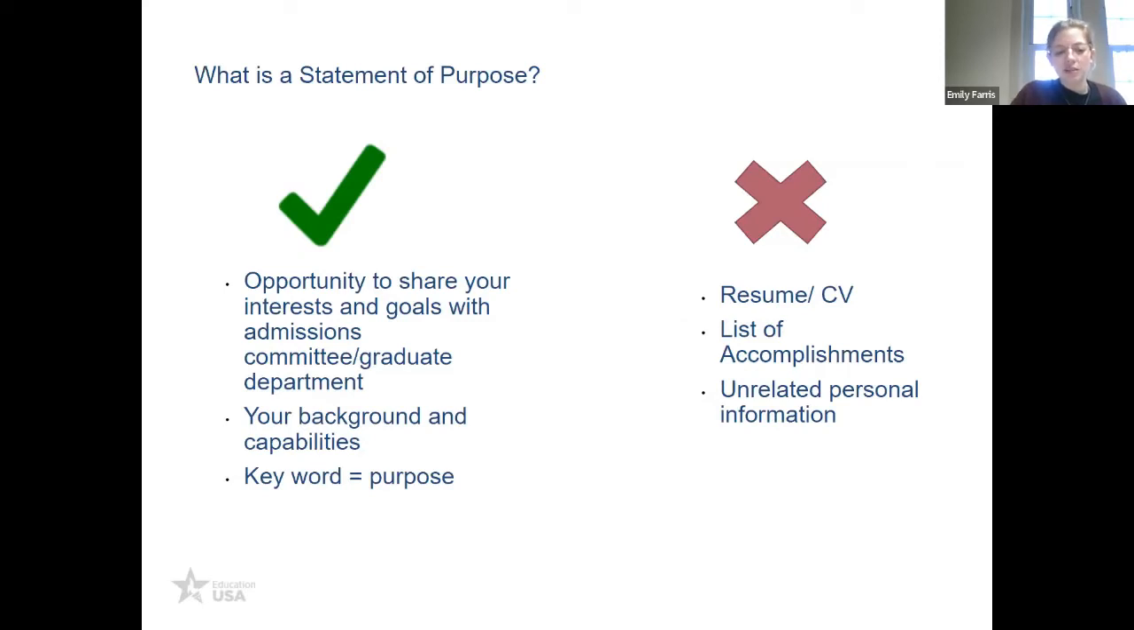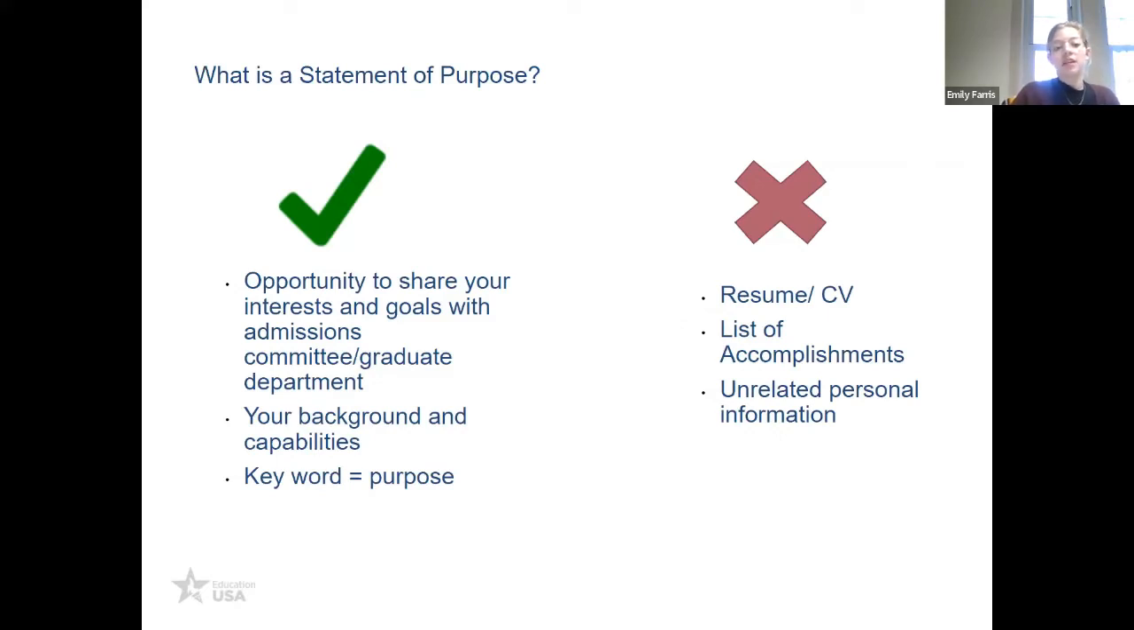And something I like to share with students is the key word is purpose, in that, what is your purpose for applying to this school? And that's really the point that you want to get across to the admissions committee with this document.